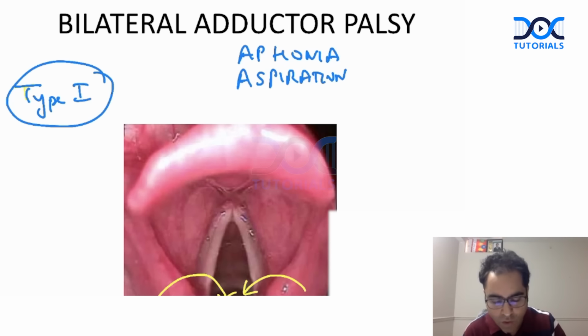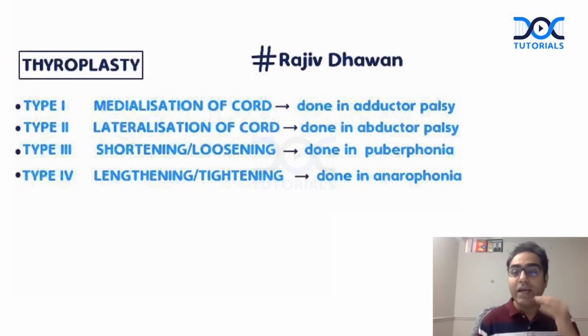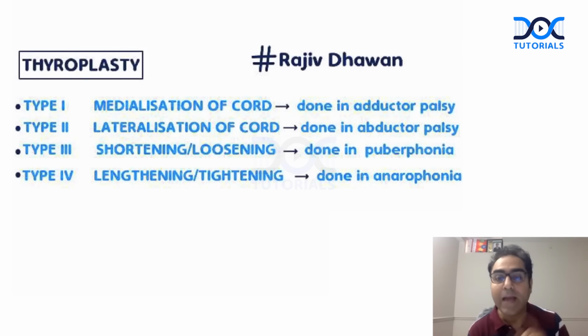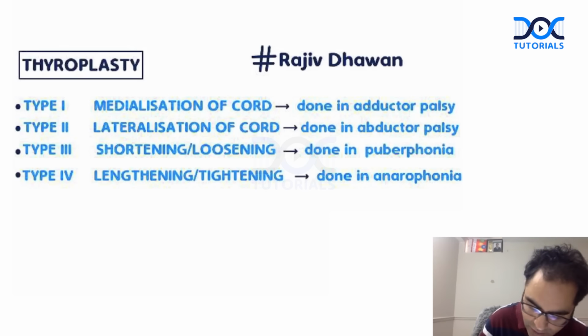Guys, why not revise all the 4 thyroplasties? Guys, let us revise all the 4 thyroplasties. Type 1 thyroplasty is medialization of vocal cord done for adductor palsy. How do you remember it?